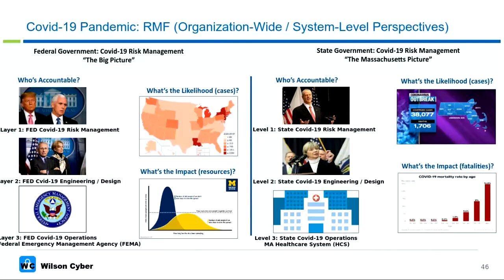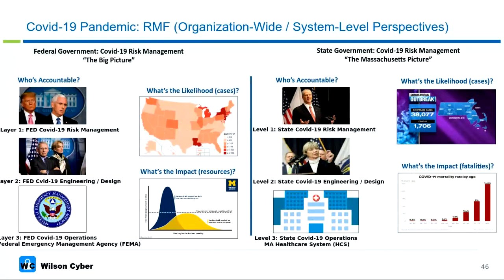Organization-wide, system-level perspective. Once again, we discussed this last week. The big picture is who's accountable. The federal level is the federal government. For engineering, which maps to what we're talking about this week, we're now looking at the CDC at the federal level and the Department of Health and Human Services at the state level.